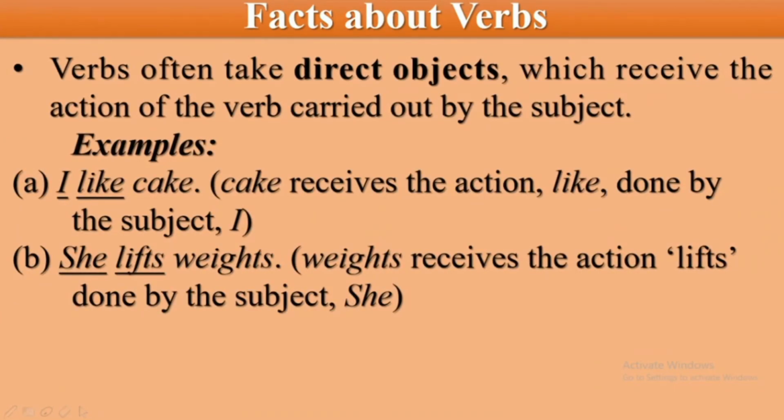Verbs often take direct objects which receive the action of the verb carried out by the subject. Examples: I like cake. Cake receives the action of the verb like, and it is done by the subject I. She lifts weights. Here in this sentence, the object weights receives the action of the verb lifts, which is done by the subject she.